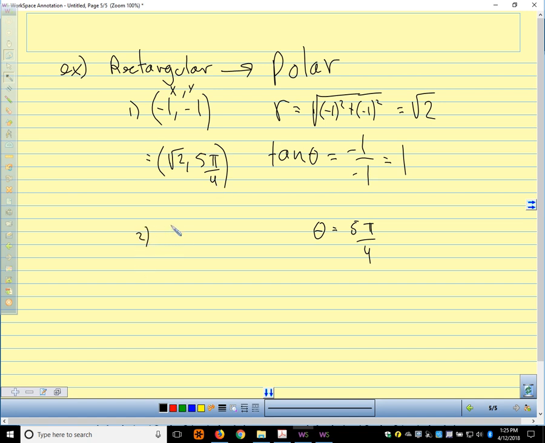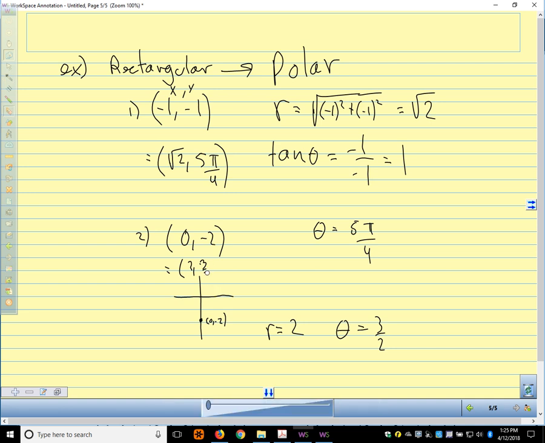How about the point 0, negative 2? Let's do this one by making a graph. There's 0, negative 2. What's the distance from the origin? 2 units. r equals 2. What's the angle on the negative y-axis? Theta equals 3 pi over 2. So this point is going to equal 2, 3 pi over 2. No, it gets way better than this.